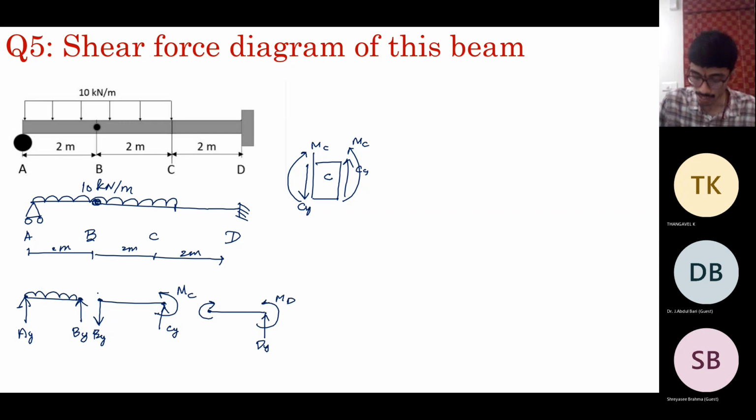Of course, you have the distributed loading. So call this W. Now let us draw the shear force diagram. So what is the shear force? The convention that I am using for shear forces: this is a beam. We take a section here, we get two parts.